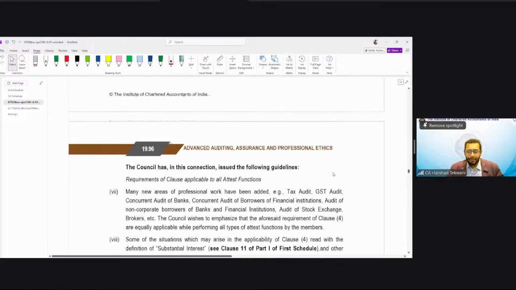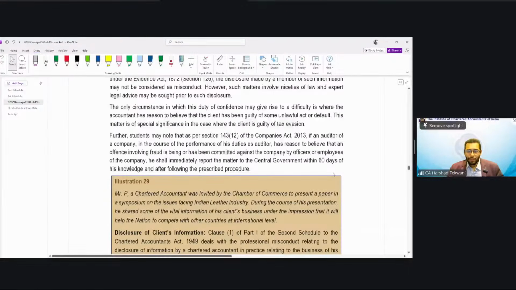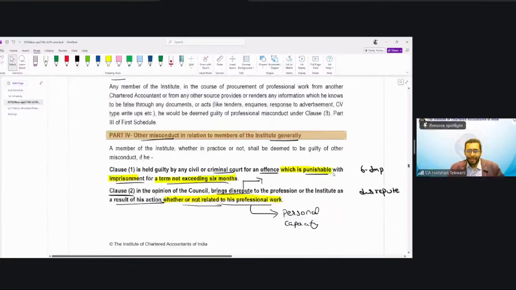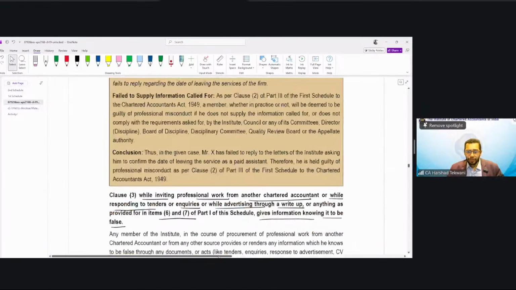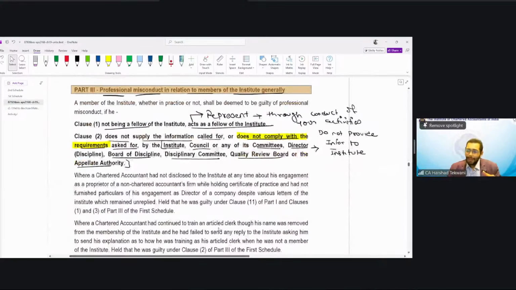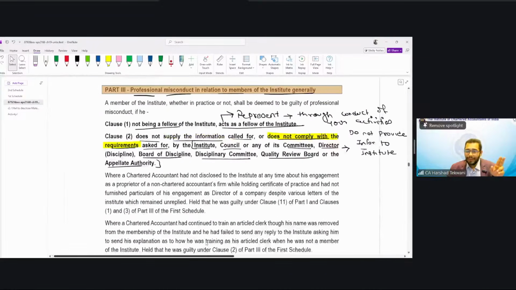A summary that we prepared if someone gives false information or no information. At that point in time, what will be the scenario? See, this was the matter that we discussed. If you do not supply information, then it's Clause 2 of Part 3 of the first schedule. Okay, if you do not supply the information.